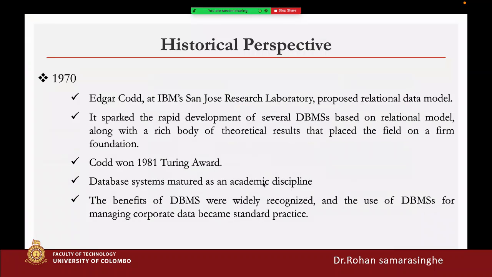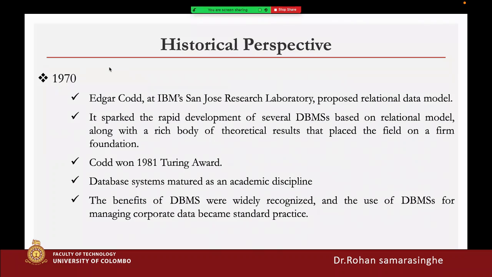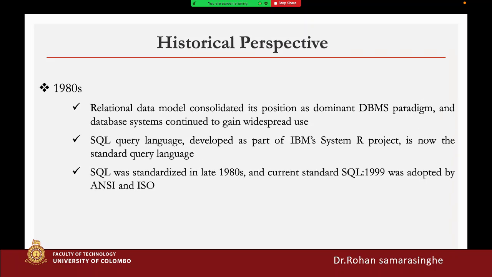Then this Codd relational model was very famous at that time, and also Codd won the 1981 Turing Award for this data model. And database systems matured as an academic discipline. Also, the benefits of database management systems were widely recognized, and the use of DBMS for managing corporate data became the standard practice after introducing this relational model.